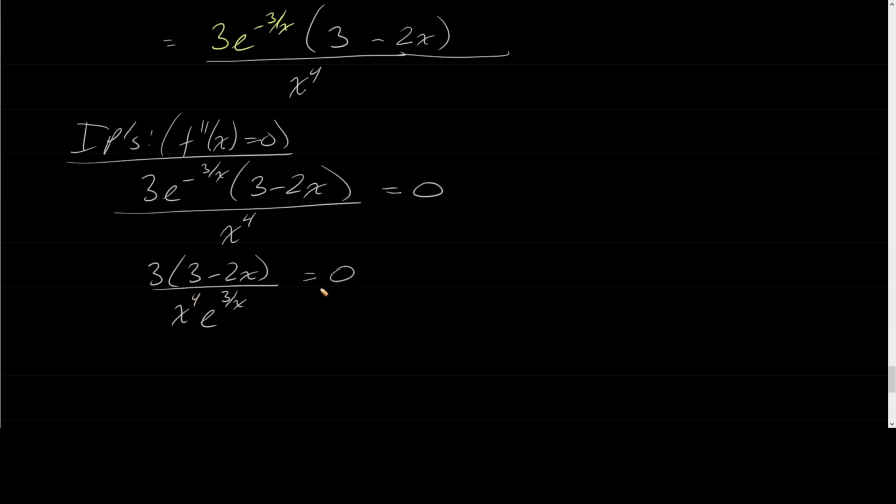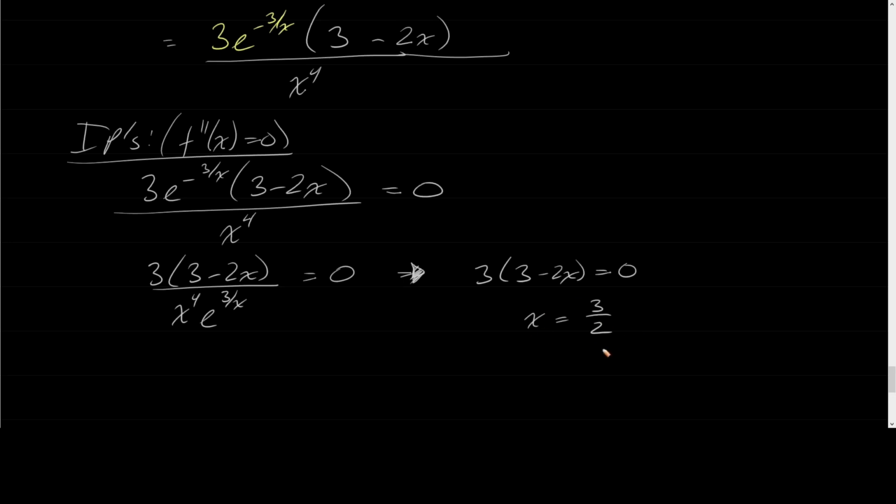So now, in here, I've got a fraction equaling 0, right? And the only possible way for a fraction to equal 0 is if the numerator itself is equal to 0. So this tells us right away that we're looking for where 3 times 3 minus 2x is equal to 0. Solving for x here, divide both sides by 3, move the 3 over, divide both sides by negative 2. I end up with x is equal to 3 halves. All right.